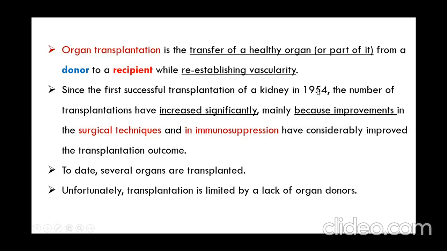The first successful transplant was done in the kidney in 1954. Further, there is a significantly increased success rate because of improvement in surgical techniques and improvement in immunosuppression technologies, in terms of HLA matching and all. We will see that in the class. Several organs are transplanted, but lack of organs, the prerequisite, makes it difficult to do the job properly.